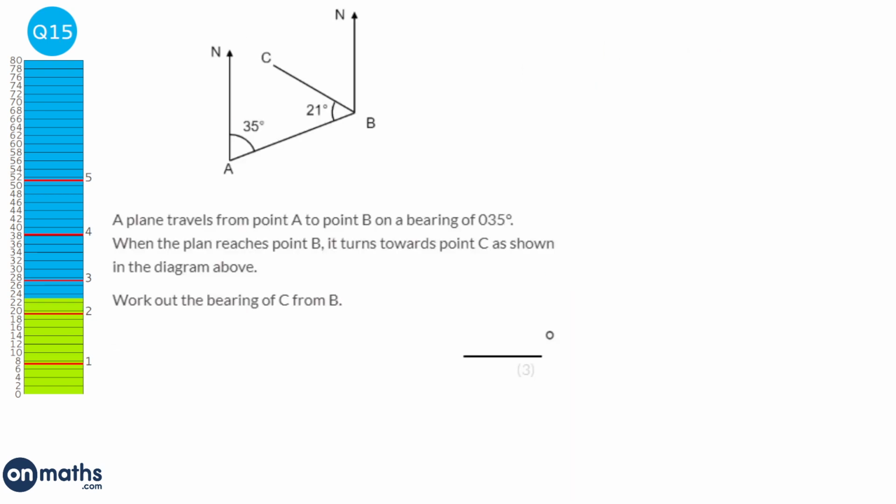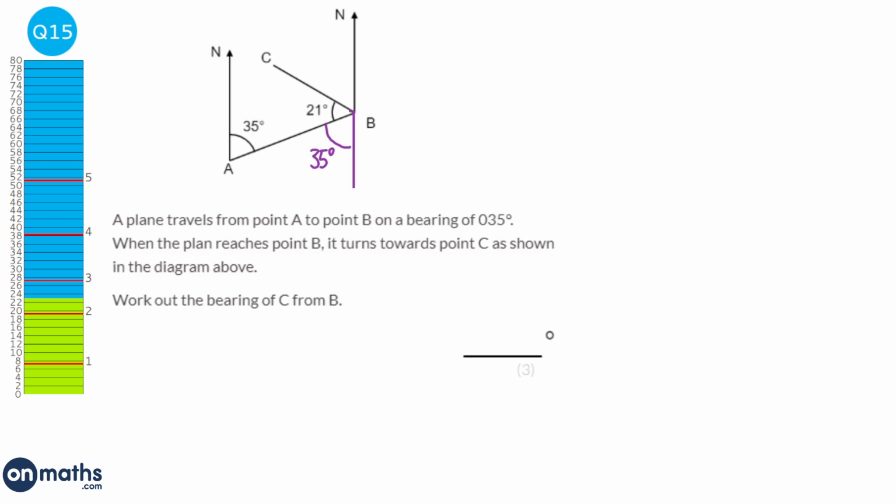For this question, it's really useful to label angles that you know on the diagram, even if you can't go straight to the answer. So if I extend this line here, the north line, then I can work out what this angle is, because it's going to be the same as this angle here. The reason is it's Z angles, which are alternate angles. So I know that this angle is 35 degrees because of alternate angles.